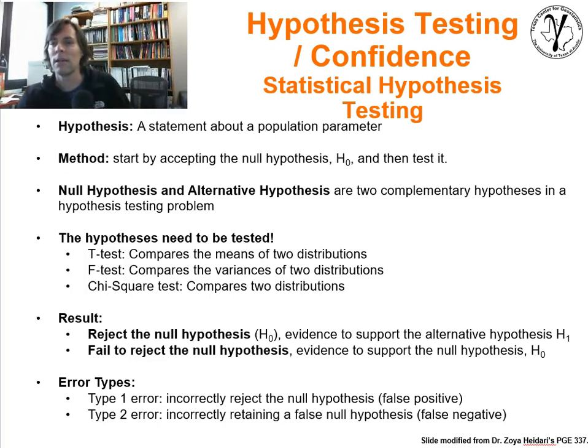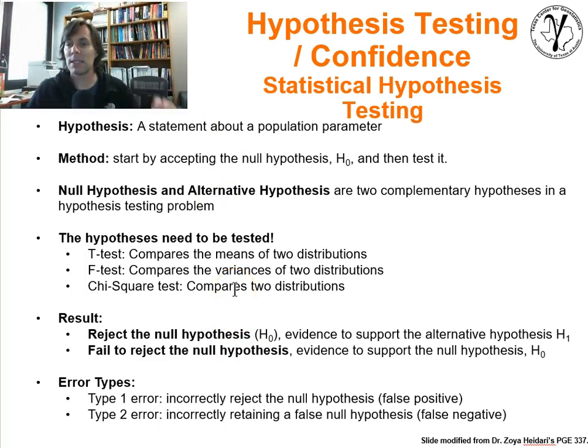The result is you have a null hypothesis and you have an alternative hypothesis, which are two complementary hypotheses in the hypothesis testing problem. And what does that mean? It means that once again, there's no sitting on the fence. It's either one or the other. It's either going to be that the null hypothesis is correct or the alternative hypothesis. They both can't be, and there's no space in between. They're complementary of each other.